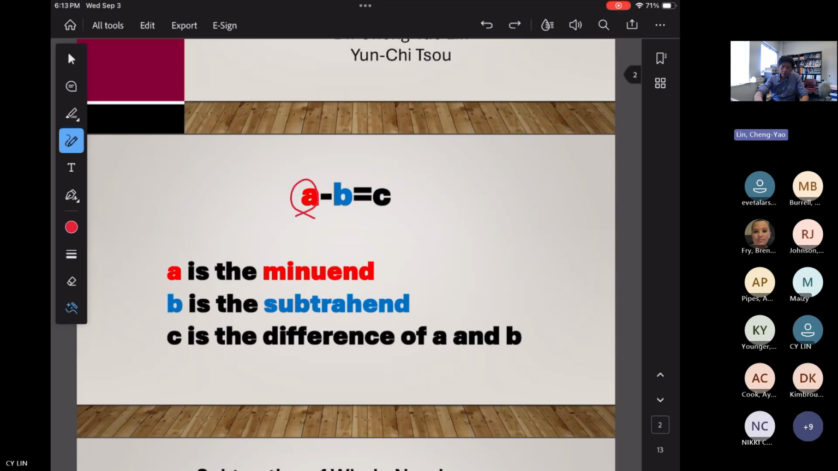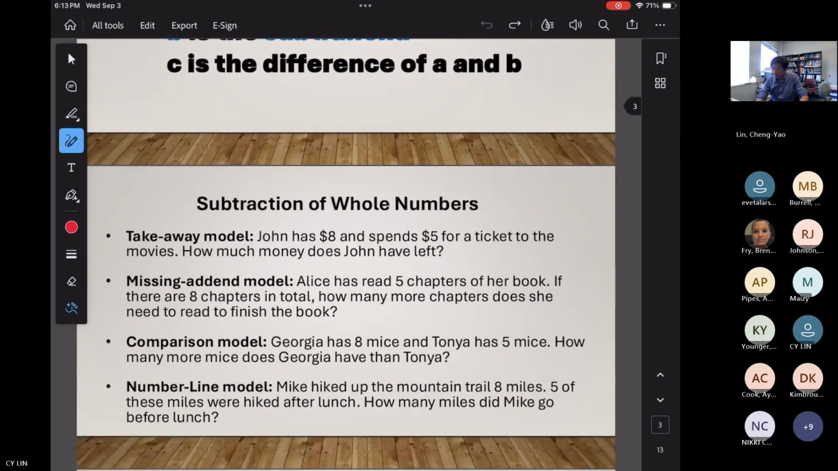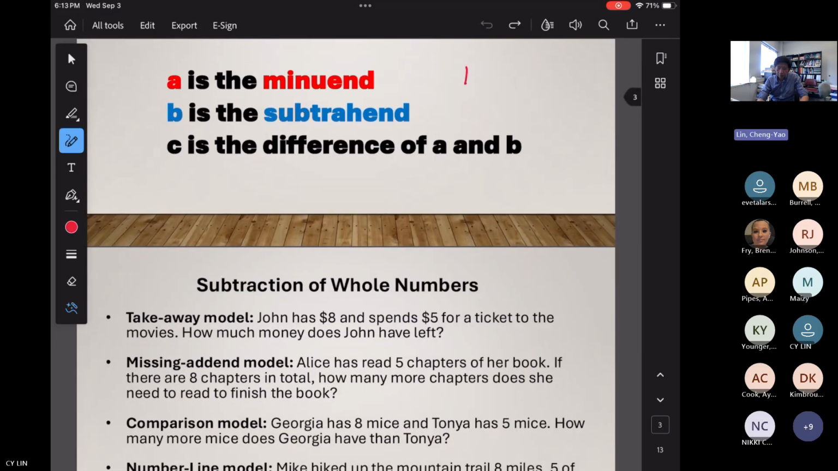So therefore, we can say 5 chapters already read, and then add the missing addend, and then the total is 8, right? So this is an early stage of what we teach in middle school when solving for x. It's something like this, right? Solving for x. So therefore, we take 8 minus 5, and then we get the unknown number. So missing addend, okay?